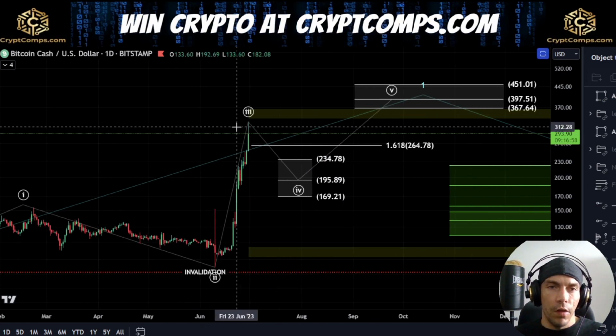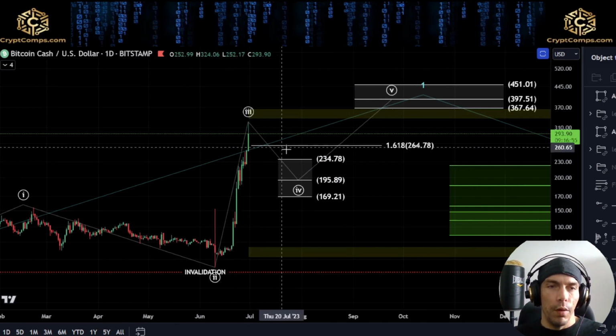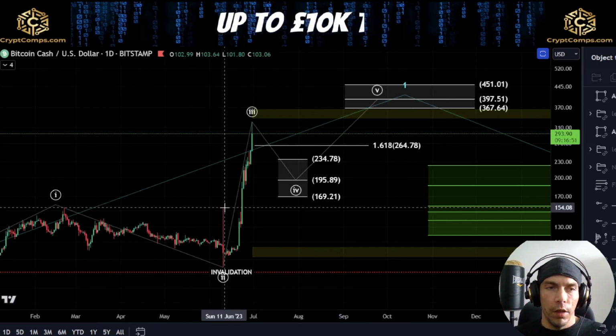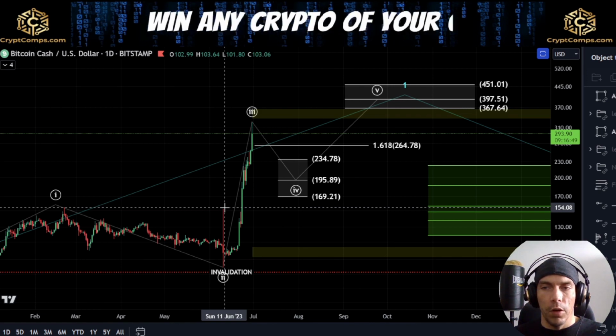But at the moment, this is how I'm currently looking at it, treating it as a simple wave 3 until it actually shows differently. The way that we would actually start looking at this differently is if we actually see a move down past this 154.